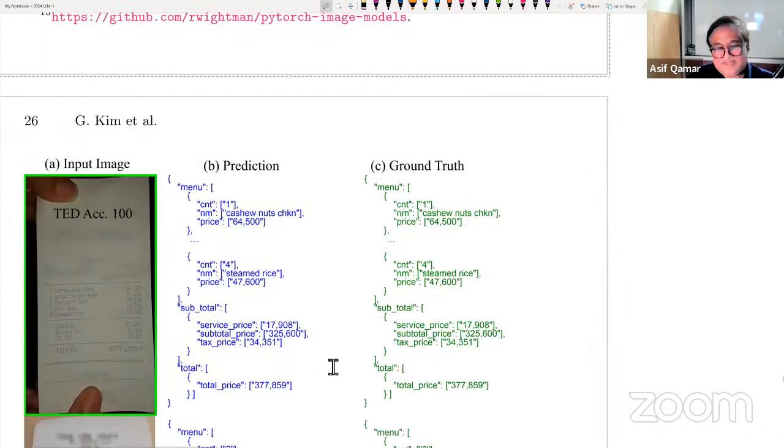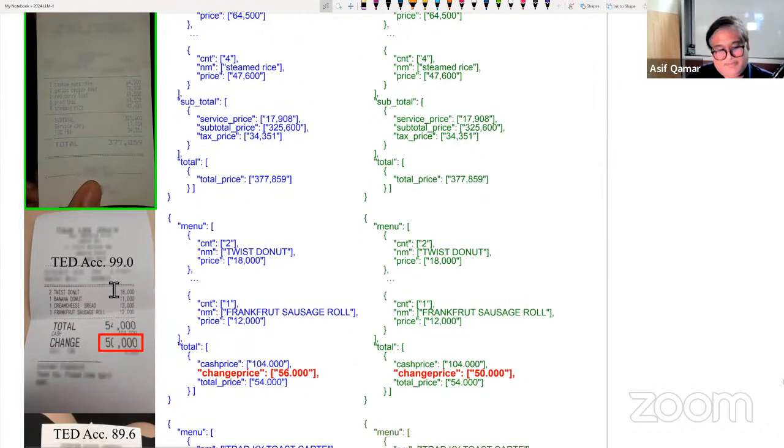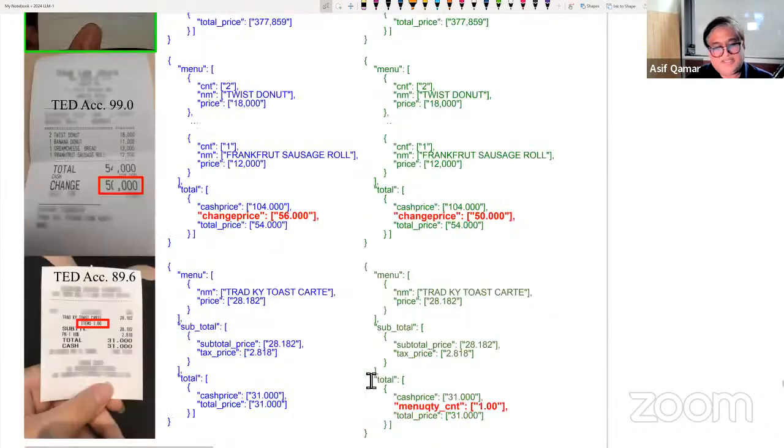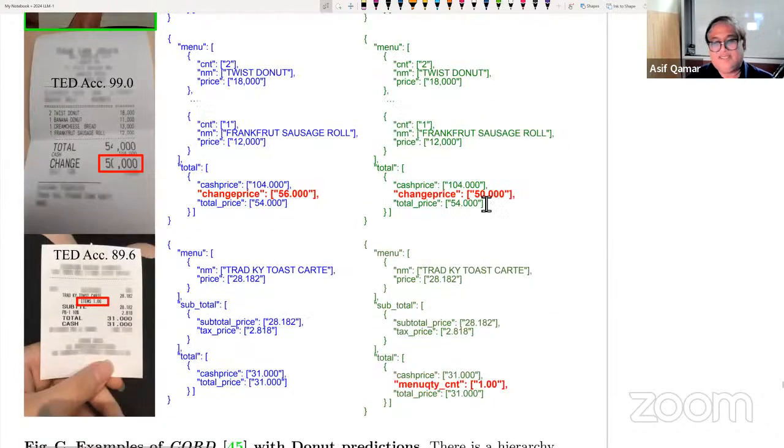This is it. Input image. You notice that for English, it seems to be doing pretty good, except look at this. Here, some information is missing. The predicted value is 56, and apparently it should be 50. But can you guys tell that it was 50, not 56? Even humans cannot. And here the item is 1, and the quantity is 1, and it entirely missed the quantity.